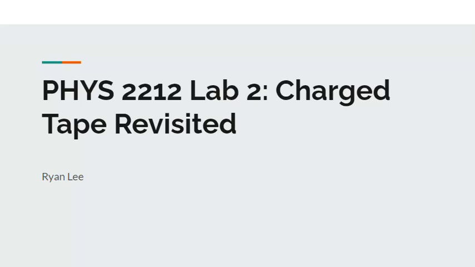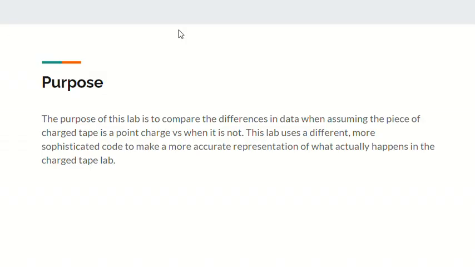Hello everyone, my name is Ryan Lee, and today I'll be going over the Physics 2212 lab charge tape, the second part of it. The purpose of this lab is to compare the differences in data when assuming the piece of charge tape is a point charge versus when it's not. In the second part, it assumes that the charges are evenly distributed across the surface of the tape. This lab uses a different, more sophisticated code to make a more accurate representation of what actually happens in the charge tape lab.